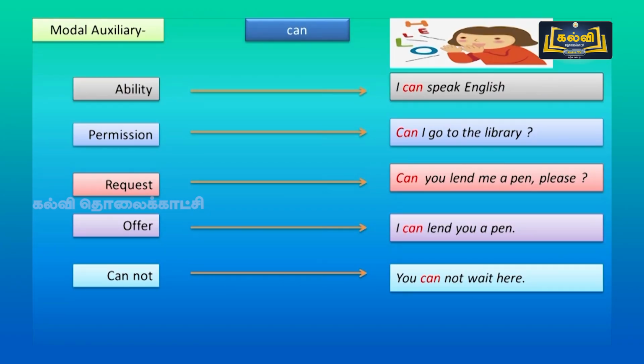The first one, can. Can is used to show or express ability of a person or to convey a request, permission, or offer, or in the negative form. Look at the sentence on the right side. For ability, I can speak English. For permission, can I go to the library? For request, can you lend me a pen, please? For offer, I can lend you a pen. Then for the negative, cannot. You cannot wait here.